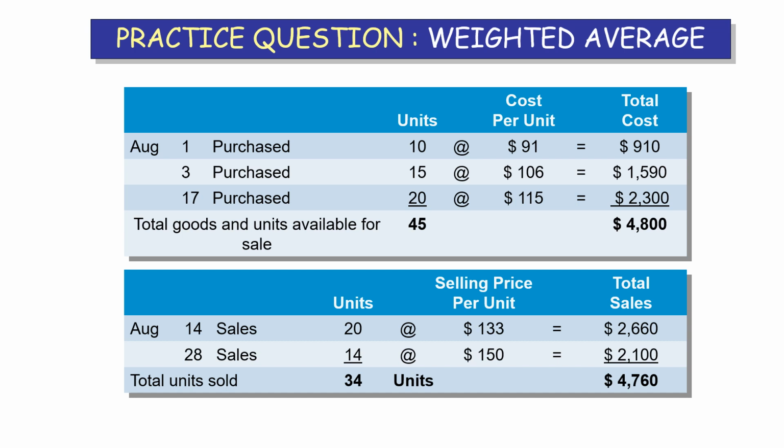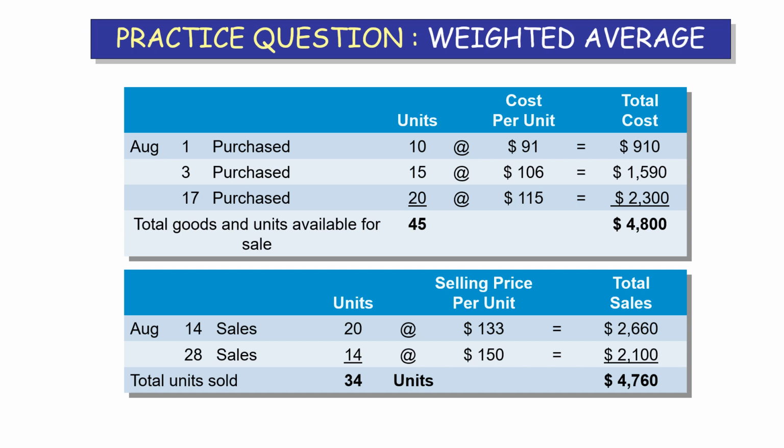In the second table, we made sales on August 14. We sold 20 at $133. That's the sales price. That gives us revenue of 2,660. And on August 28, 14 were sold at a price of $150, giving us $2,100 revenue. So we sold 34 units and sales revenue is 4,760.